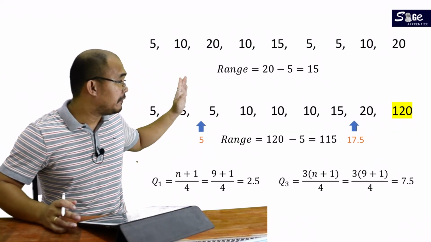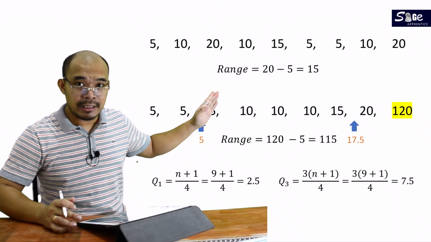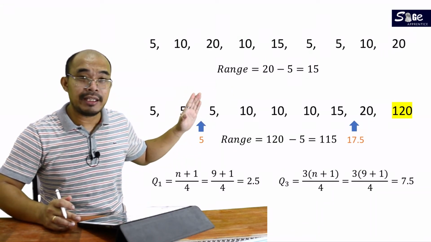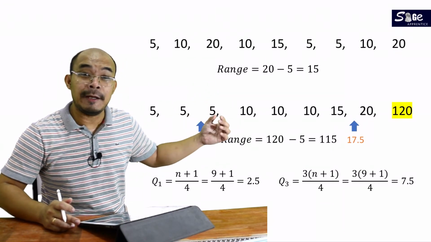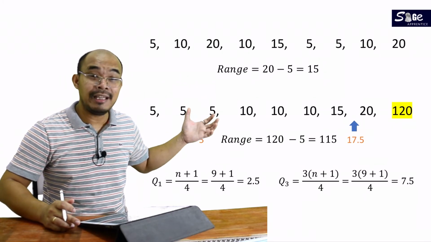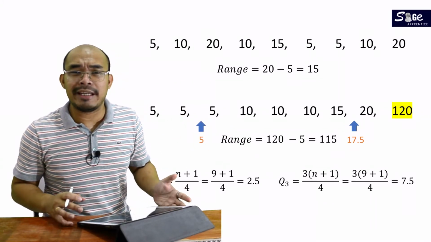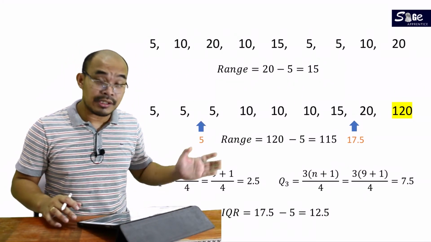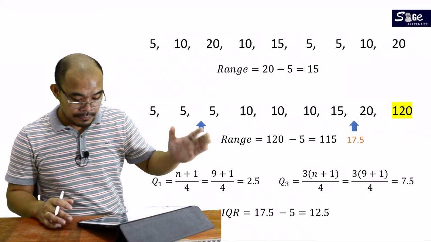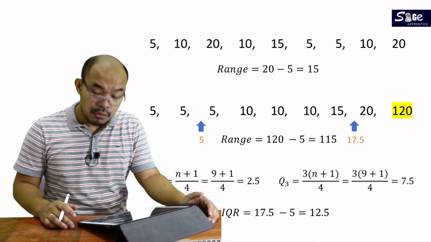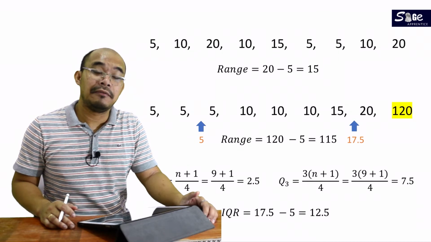That is between 15 and 20. So, to get the third quartile, you just have to get the arithmetic mean of 15 and 20. So, that is equal to 17.5. So, to get the interquartile range, subtract 5 from 17.5. So, that is equal to 12.5.